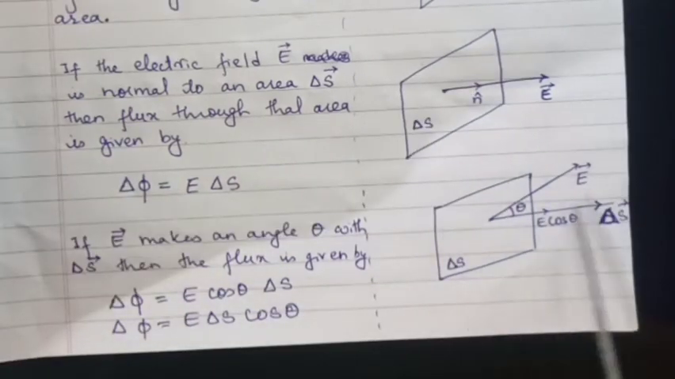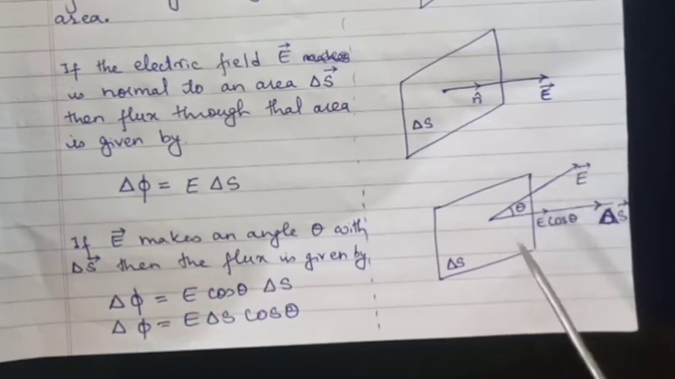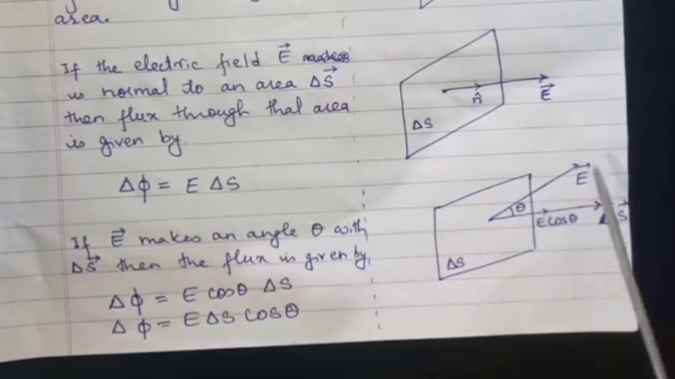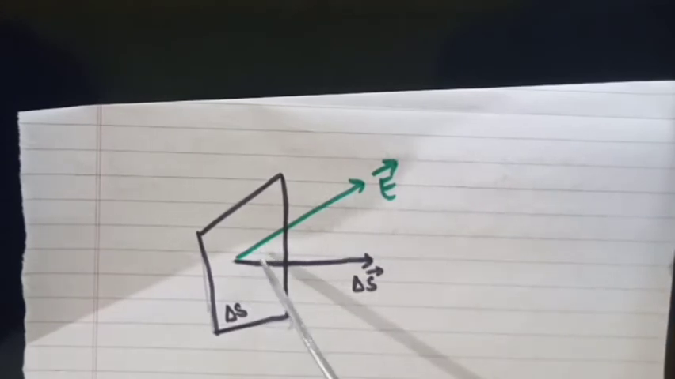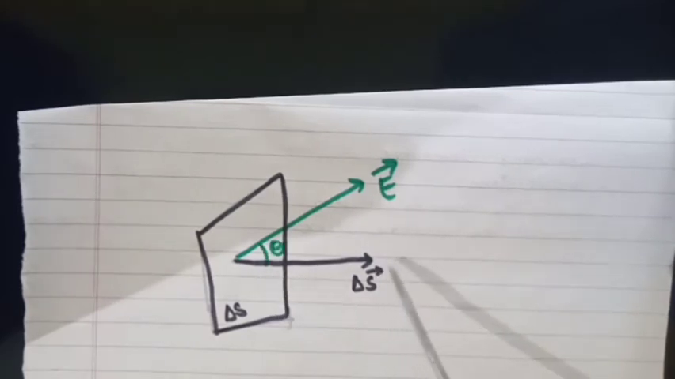Now in this second figure you can see the electric field is not normal, so we have to find the electric field which is normal. Suppose I have an area delta s and suppose this is the perpendicular, that is the area vector of this surface area, and suppose the electric field is not perpendicular to this surface area, suppose it is making angle theta with the area vector.